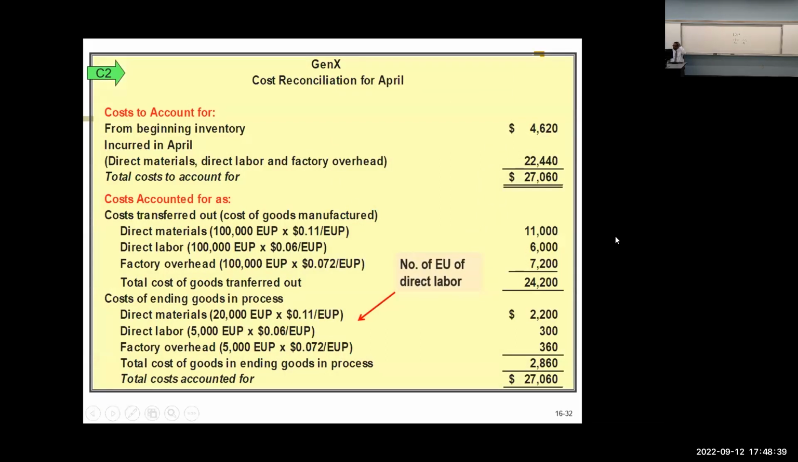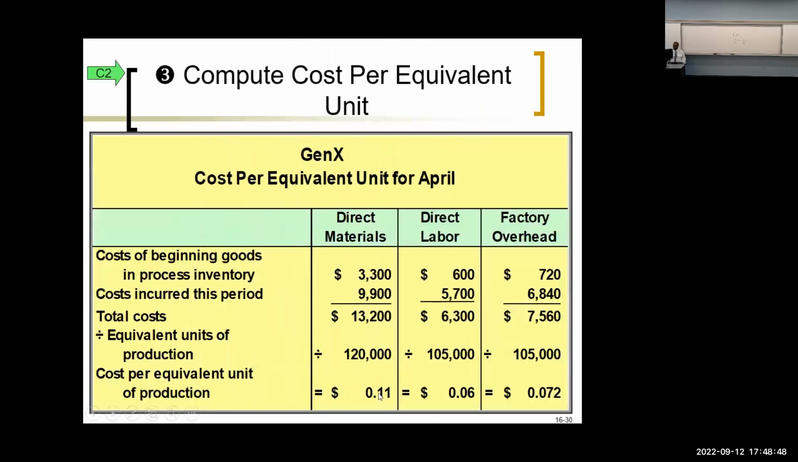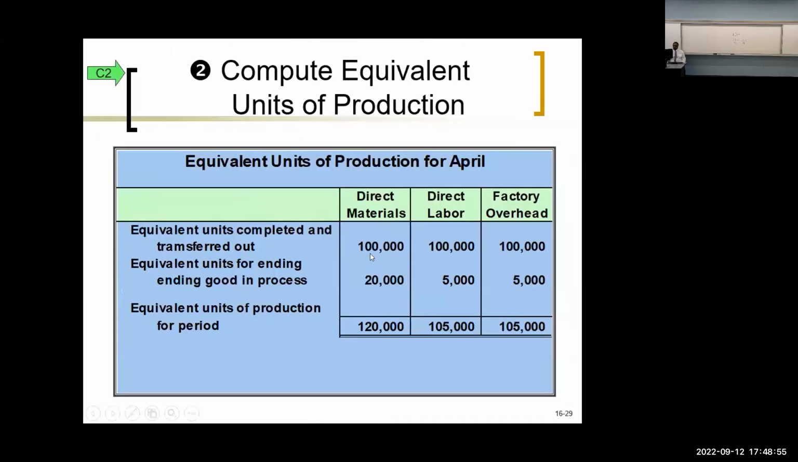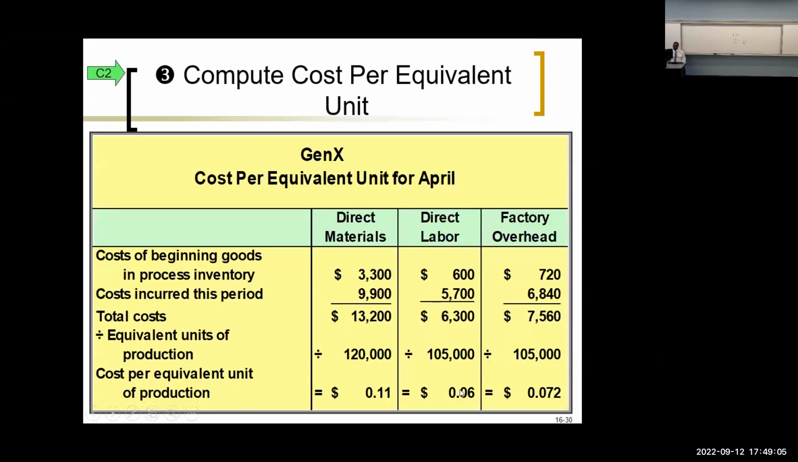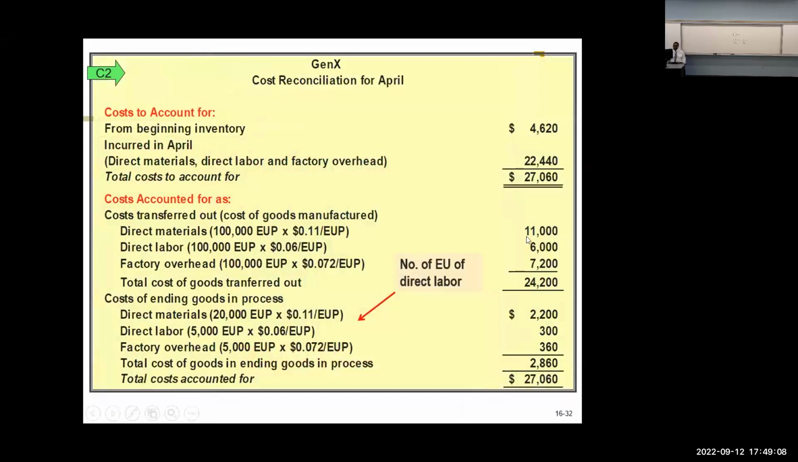Now, in the second spot, we're going to take costs transferred out. All we're doing is taking 100,000 EUPs times the 11 cents that we just calculated, 6 cents here, 7.2 cents here, times what was transferred out, 100,000, 100,000, 100,000. Then the second time, we're going to do 20,000, 5,000, 5,000 multiplied by cost per equivalent unit. So for transferred out, you get 24,200.